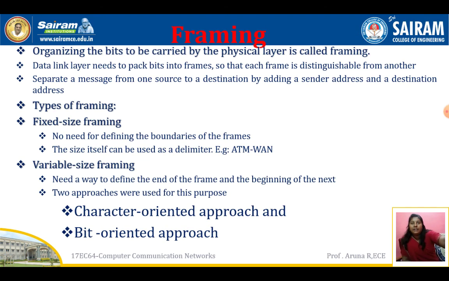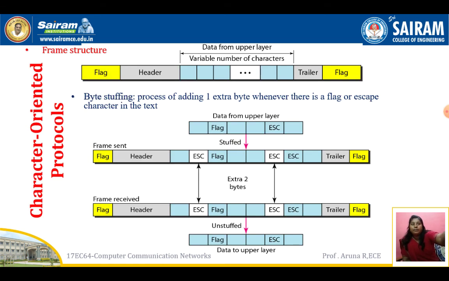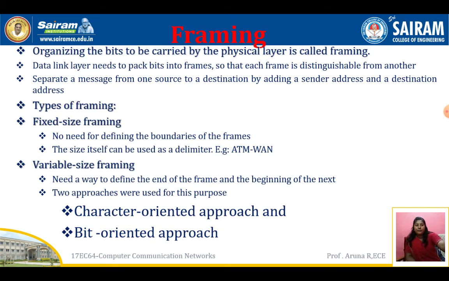So the responsibilities of DLCs, the major responsibility of the DLCs, first one is framing. Framing is nothing but organizing the bits to be carried by the physical layer. That is, grouping of the bits together is known as framing. Data link layer needs to pack bits into frames so that each frame is distinguishable from the other. That is, one frame should be distinguished by the other. So packing of bits together is known as framing and it should be distinguishable.